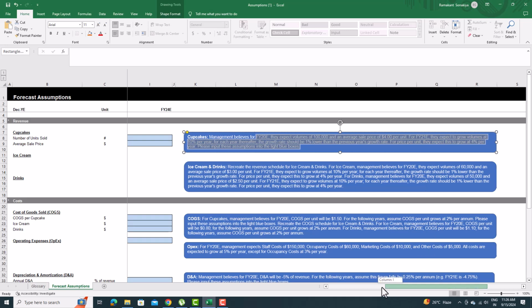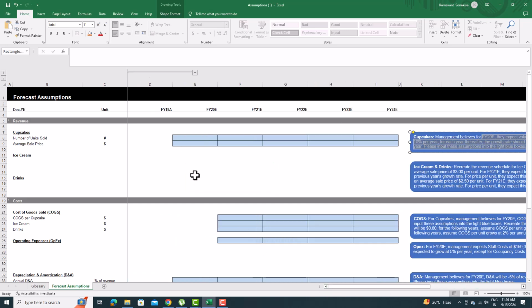For FY21E onward, they expect it to grow at 10% per year. For each year thereafter, the growth rate will be 1% lower than the previous year's growth rate. For average price per unit from 2021, it grows at a rate of 4% per year.